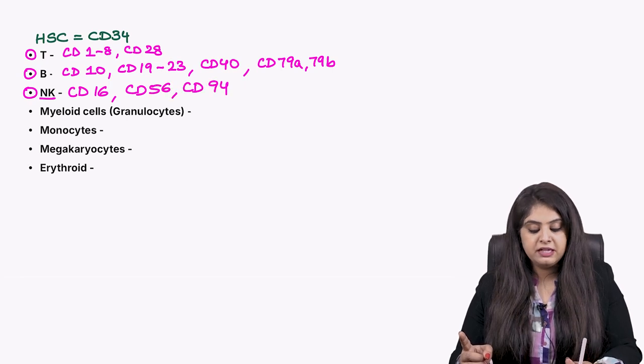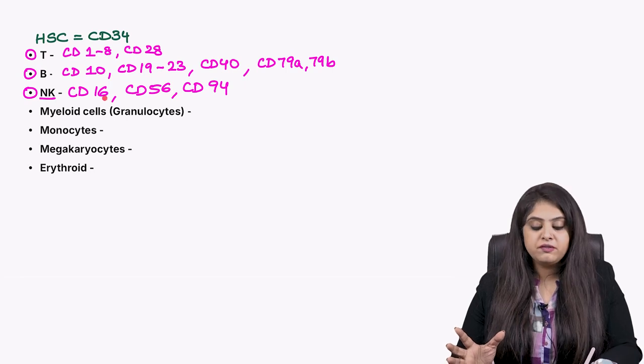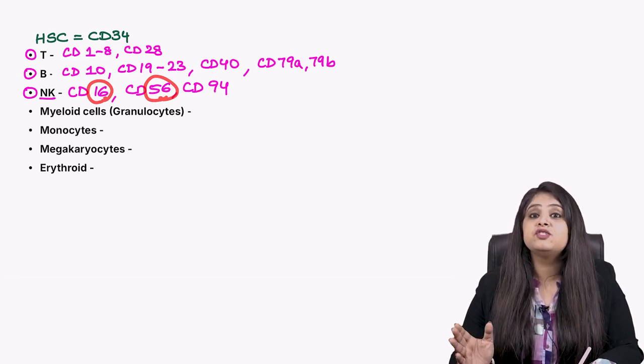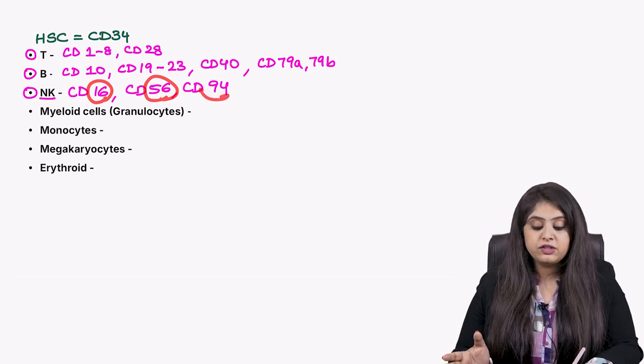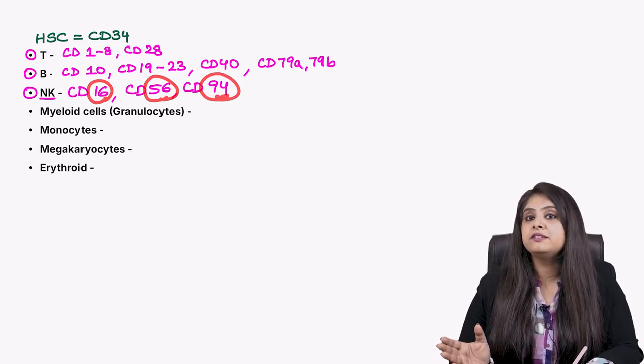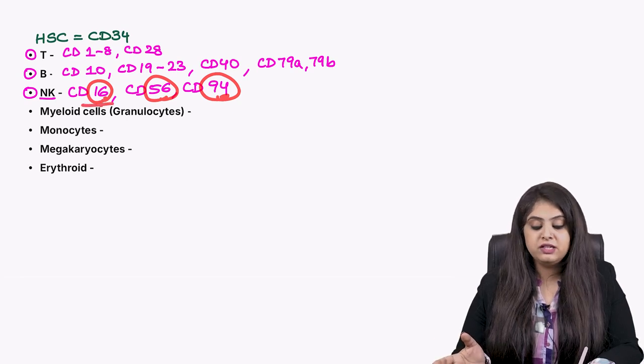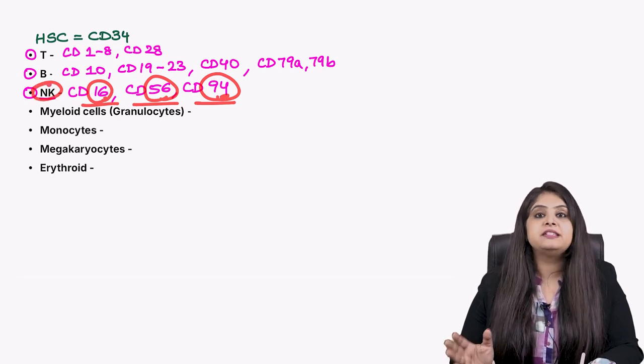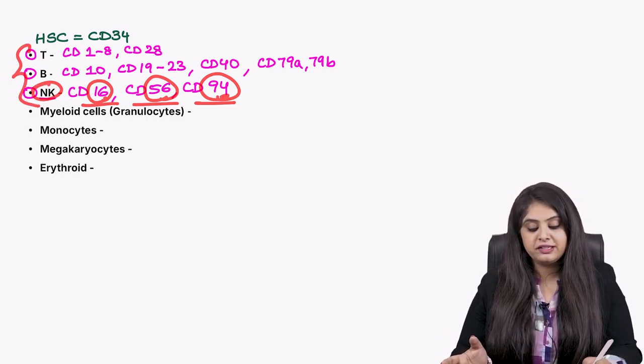How we've learnt it is that a very powerful person will always have a 16-inch bicep, and then of course the favorite joke that went around on social media, that is the 56-inch chest, and then of course such a person will be very heavy also, that is the weight will be 94 kg. So 16-inch bicep, 56-inch chest and 94 kg weight, that's the wrestler natural killer cell. So all your lymphocytes are done.